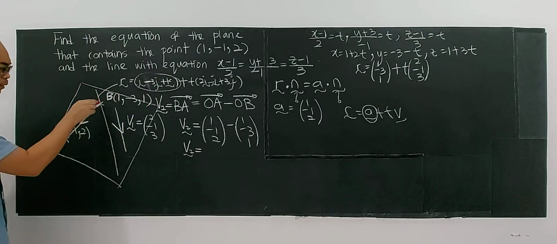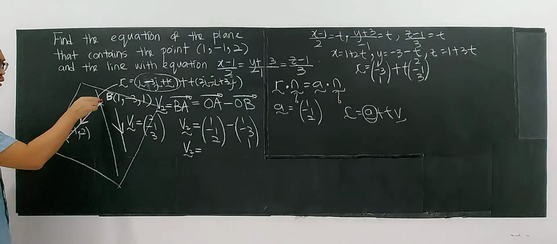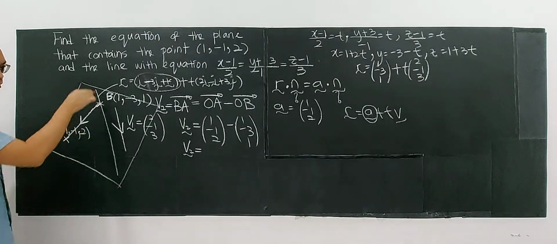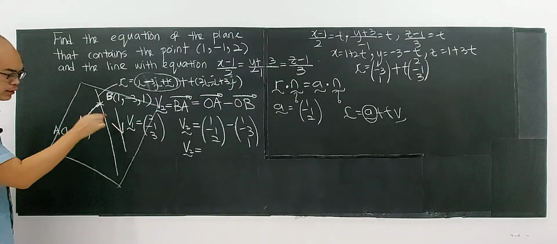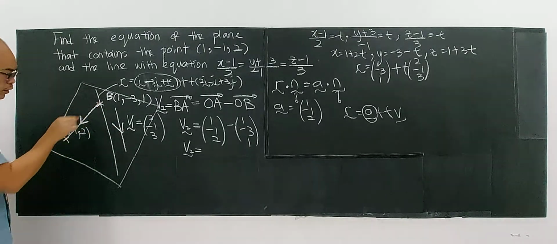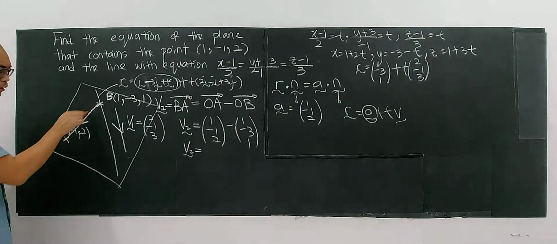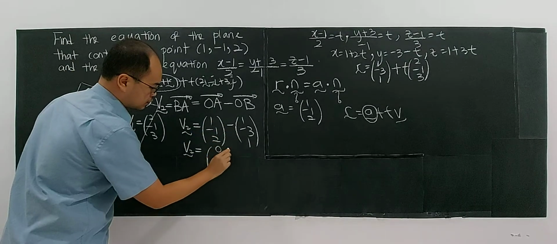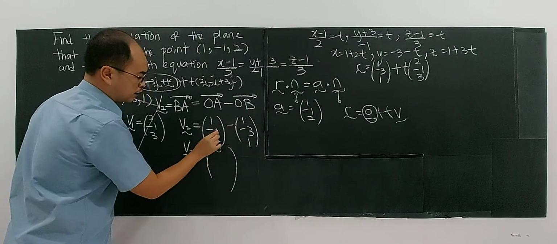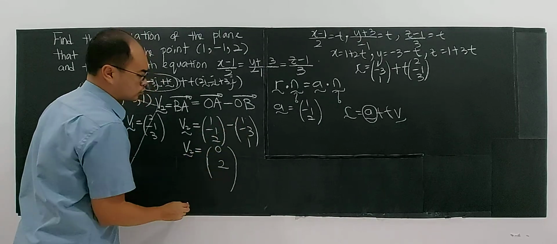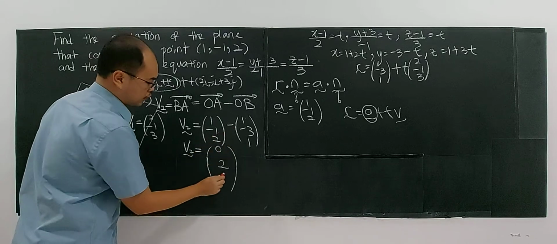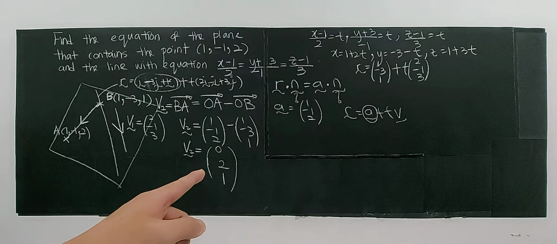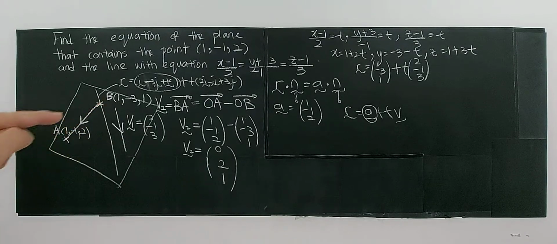This is also on the plane, right? Point B and point A are on the plane, and this line is also on the plane. This line has this direction vector, and these two points can make another direction vector. So 1 minus 1, we have 0. Negative 1 plus 3, we have 2. 2 minus 1, we have 1. So now we get another direction vector from point B to point A.